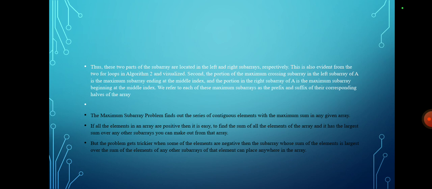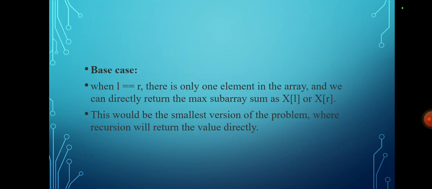If all the elements in an array are positive, then it is easy to find the sum of all the elements of the array, and it has the largest sum over any other subarrays you can make from that array. But the problem gets trickier when some of the elements are negative, because the subarray whose sum of elements is largest can be placed anywhere in the array. So this is the base case.